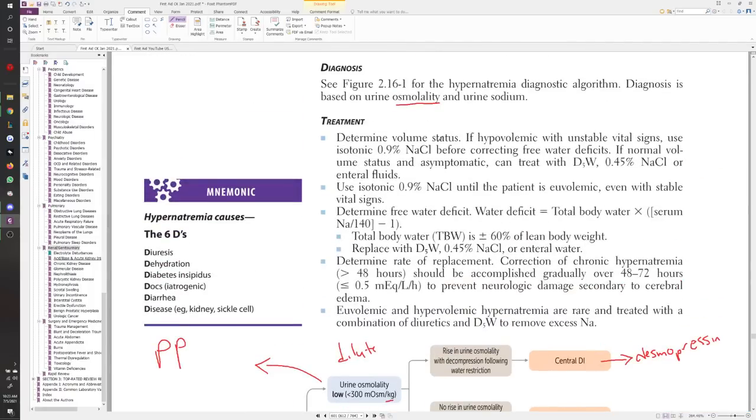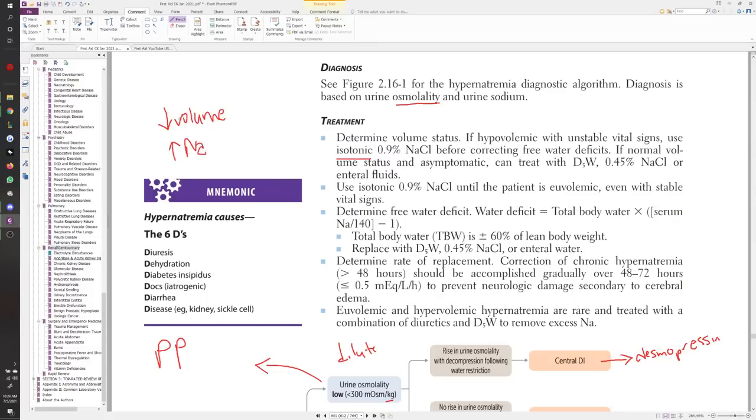So first, determine volume status. If they're hypovolemic with unstable vital signs, then you need to use isotonic 0.9% NaCl before correcting free water deficits. So isotonic, why are we using isotonic? If the patient is hypovolemic, but they're hypernatremic, right? So they have low volume, and they have high sodium, right?